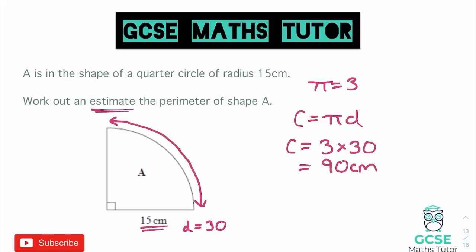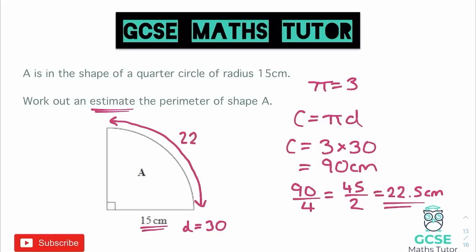Now this is a quarter circle. So for just the length of that arc there, we're going to want to divide that by 4. So 90 divided by 4. Now you could write that as a fraction, 90 over 4, or you could start to simplify it, something like that. But if we were to write 90 divided by 4, that would come out as, well, we could halve it. We could get 45 divided by 2, and that is 22.5 centimetres. Okay, so not very nice there to get that particular length, but that there is 22.5 centimetres.